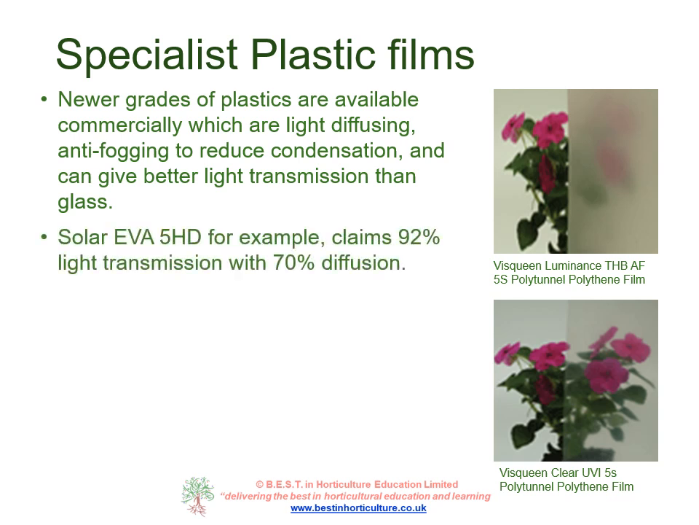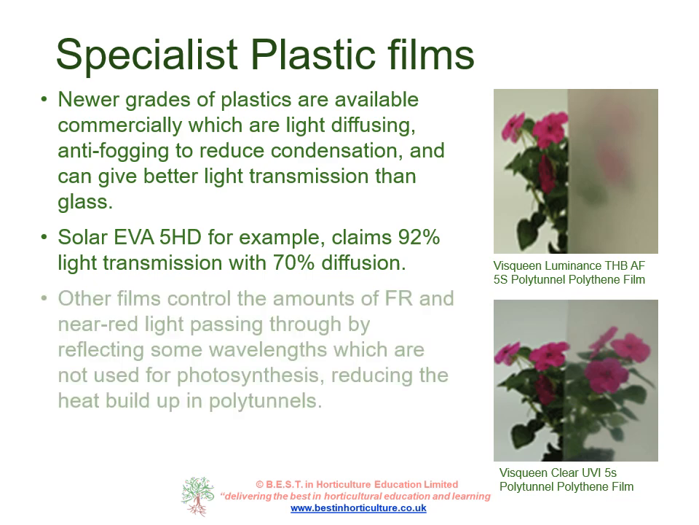Solar EVA 5HD, for example, claims a 92% light transmission level with 70% diffusion. Other films control the amounts of far red and near red light passing through by reflecting some wavelengths which are not used for photosynthesis, and this in turn helps to reduce heat build-up in polytunnels.